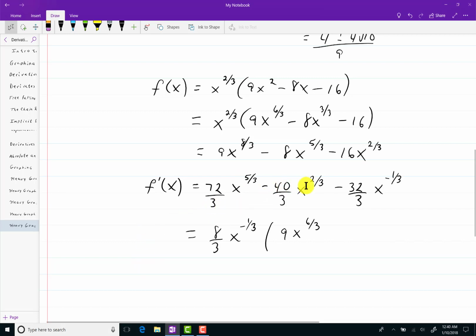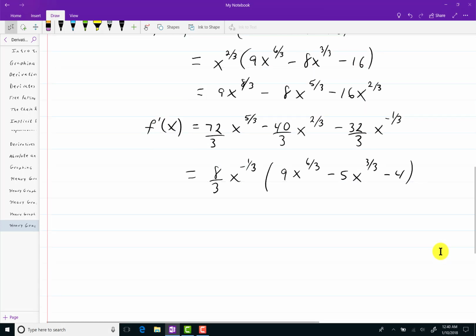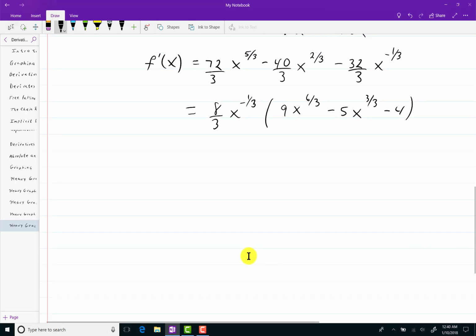And when I take a negative 1/3 out of this part, I will get the 8/3. When I take that out, that will leave me with minus 5 x to the 3/3. And when I take an 8/3 out of here, that'll leave me with just a 4, minus 4. And then I can simplify these exponents so that I have a quadratic. So that's times 9x squared minus 5x minus 4.